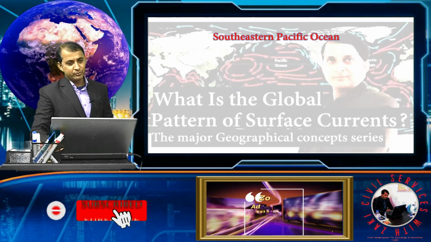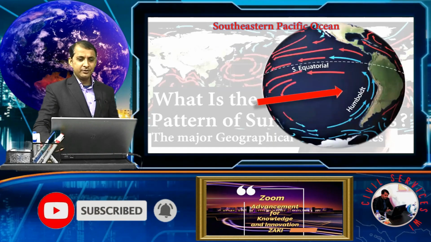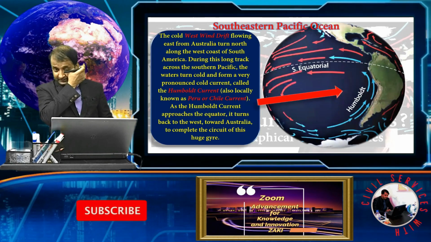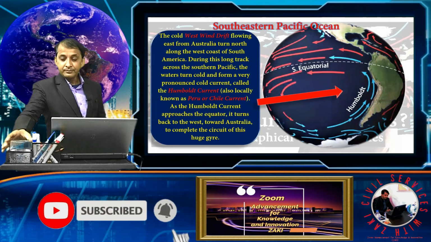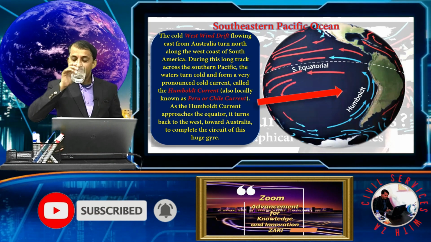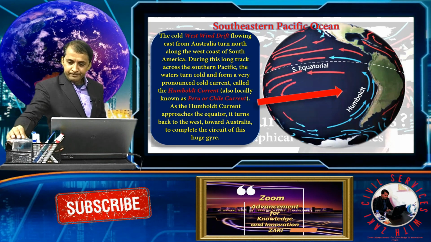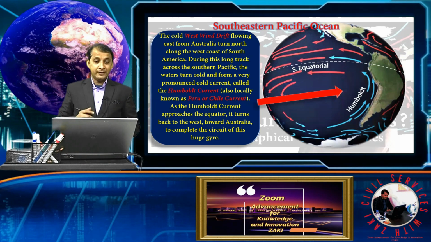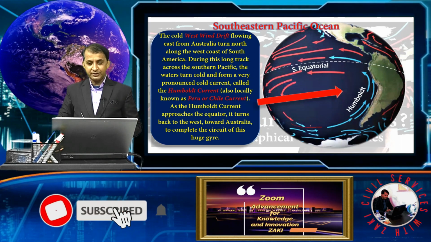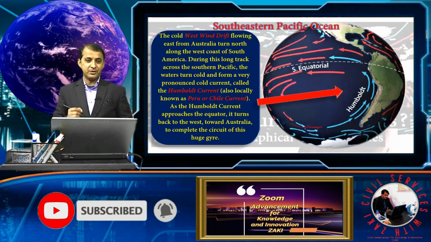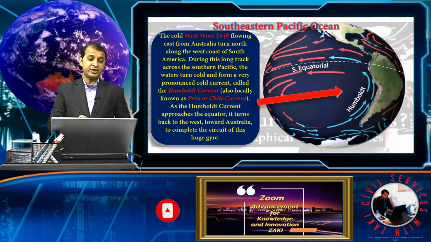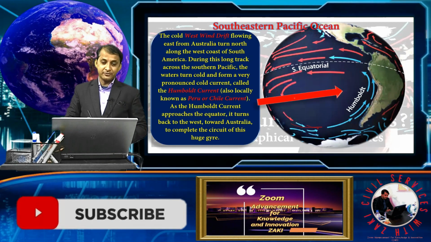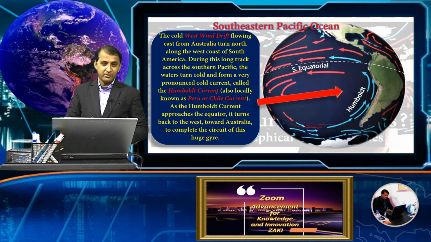Now we move towards the southern Pacific Ocean. As you know, the southern Pacific Ocean possesses one of the largest gyres on the earth. The cold west wind drift, flowing east from Australia, turns north along the west coast of South America during this very long track.